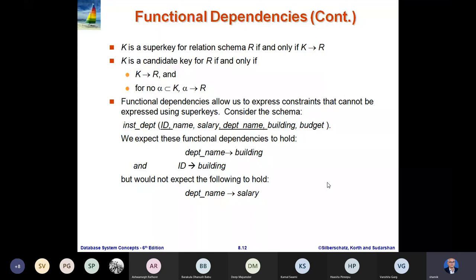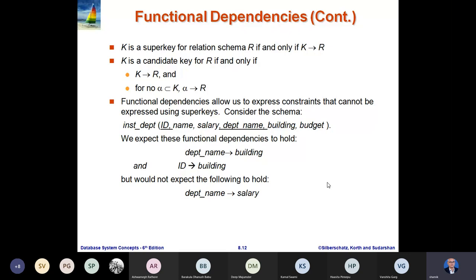So here consider a schema like instructor, department: ID, name, salary, department name, etc. Now we see that we expect these functional dependencies to hold. Department name functionally determines building, and also ID functionally determines building, but we would not expect the following to hold, that is, department name functionally determines salary.